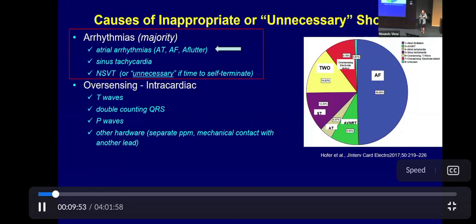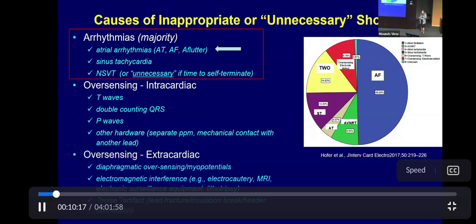And then other hardware, if you have a separately implanted pacemaker, we used to see that a lot in the past before we had pacing capabilities in devices, but now we can still see it if someone has a subcutaneous system and a separate pacemaker. But if you have more leads in there, and you didn't extract a lead, make sure they're not in contact with that previously implanted lead, because you can get some chatter.